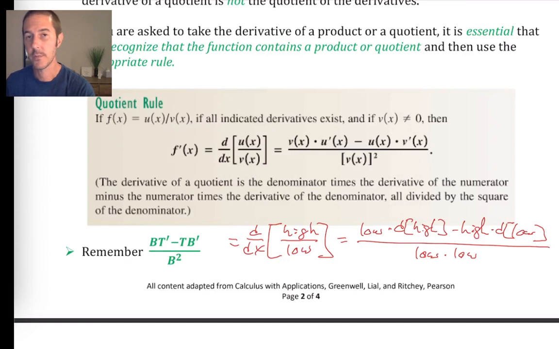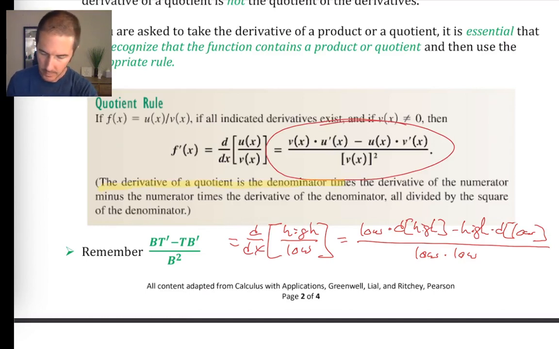Depends on what you're into, I suppose, but if that has a better rhythm to it, then use that. If you want to do it in terms of u's and v's, use that. If you like it written all the way out, the derivative of a quotient is the denominator times the derivative of the numerator minus the numerator times the derivative of the denominator, all divided by the square of the denominator. Super. Have at it. I'm going to pass on that. I'm going with high over low, personally.